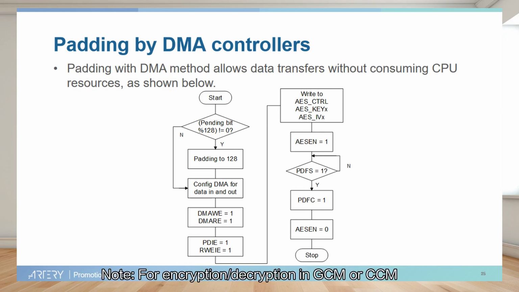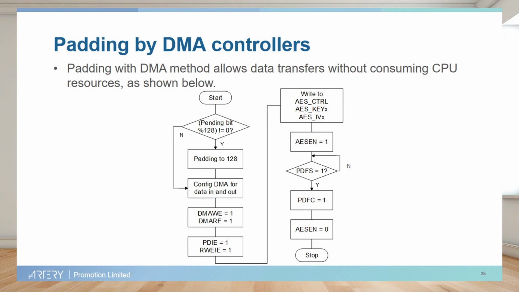Note, for encryption or decryption in GCM or CCM mode, and the to-be encrypted data is not a multiple of 16 bytes, the DMA length setting should deduct the last block. The last block processing is executed in the next stage. Third, set DMA-WE equals 1 and DMA-RE equals 1 in the AES_CTRL register to enable the DMA write channel and read channel. Fourth, set PDIE equals 1 and RWEIE equals 1 in the AES_CTRL register to enable the encrypt or decrypt processing done interrupt and write or read error interrupt.